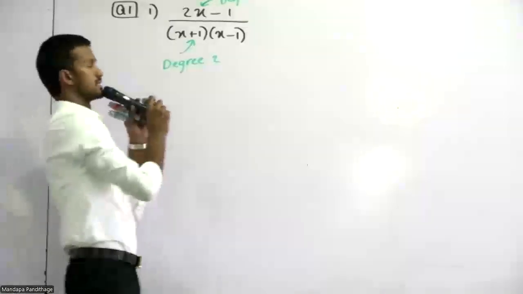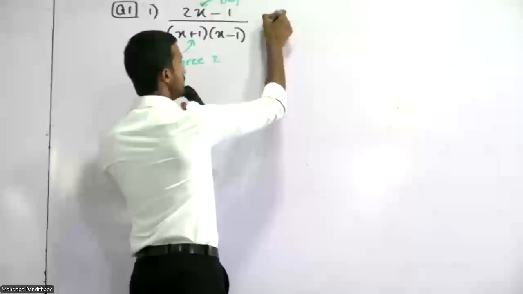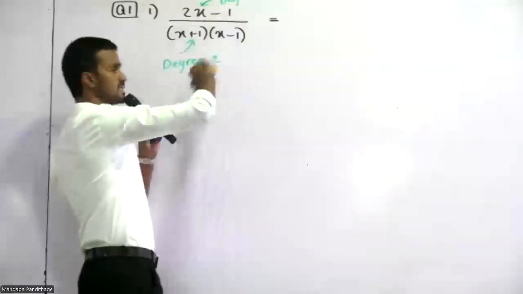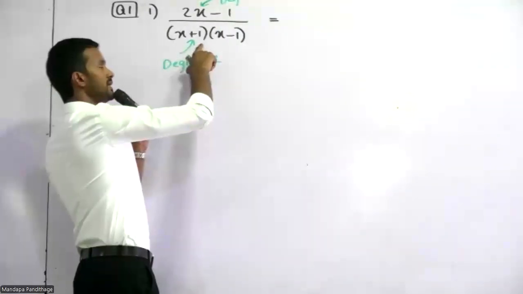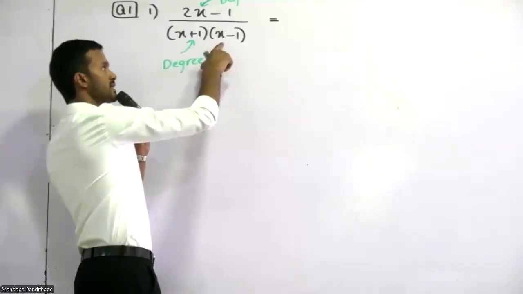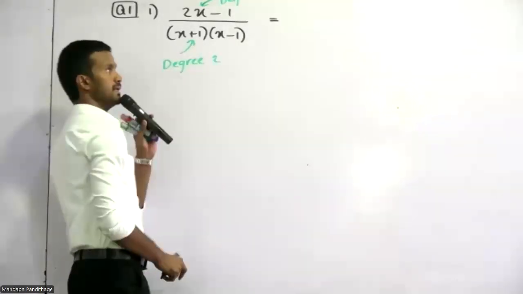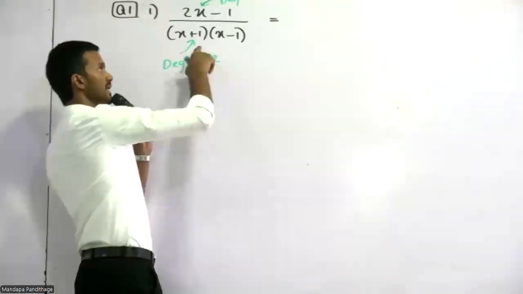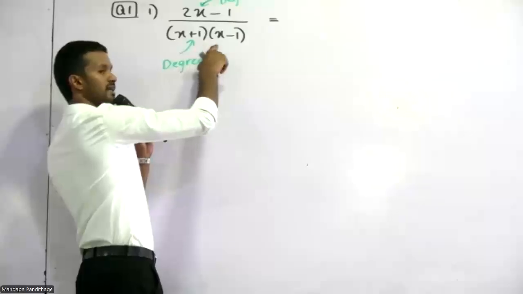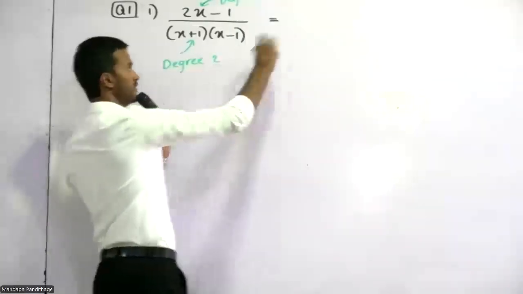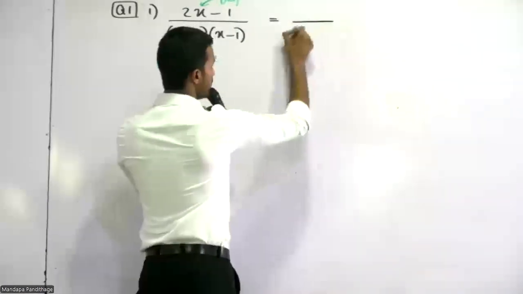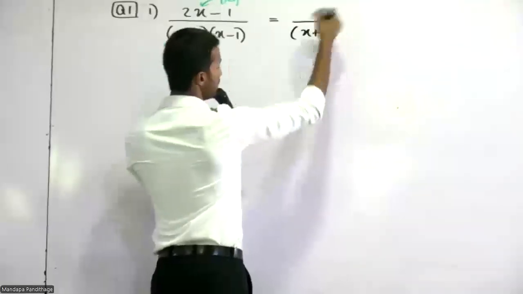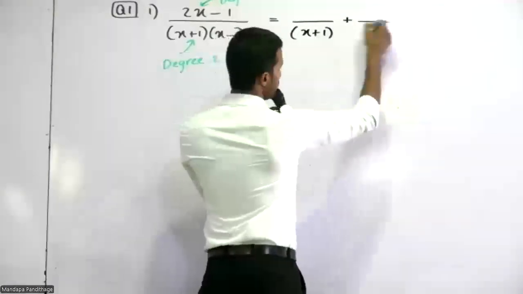And then the second step is we have to write fractions by taking each of these factors as the denominator. Now I need to write fractions by taking each of these factors as a denominator, which means one denominator we got is x plus 1, the other denominator we got is x minus 1.